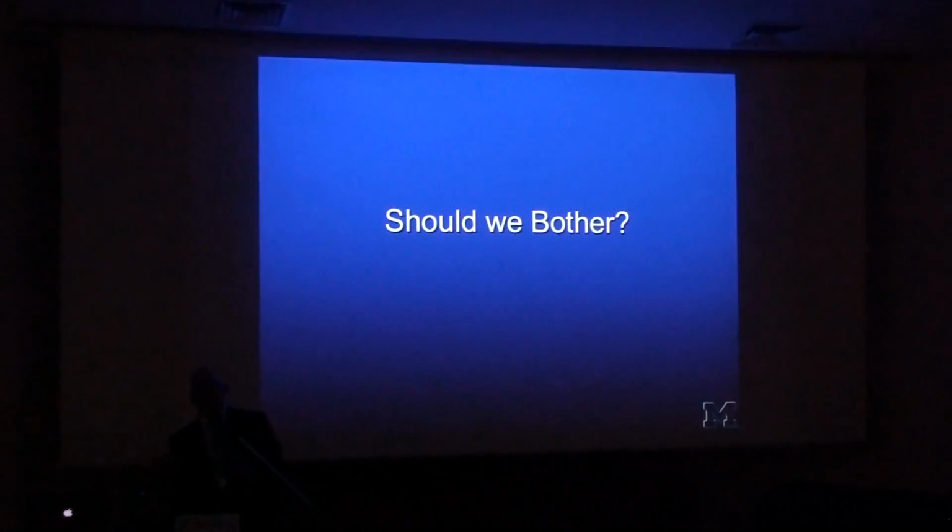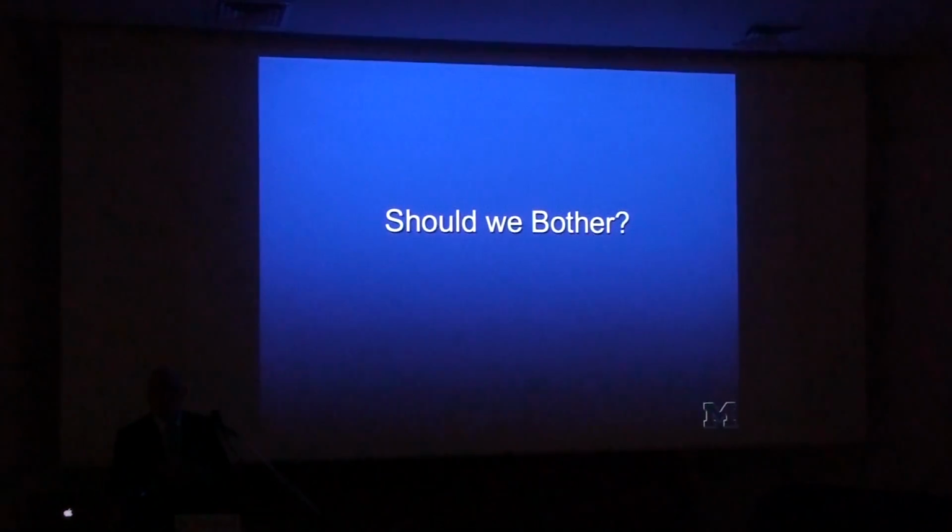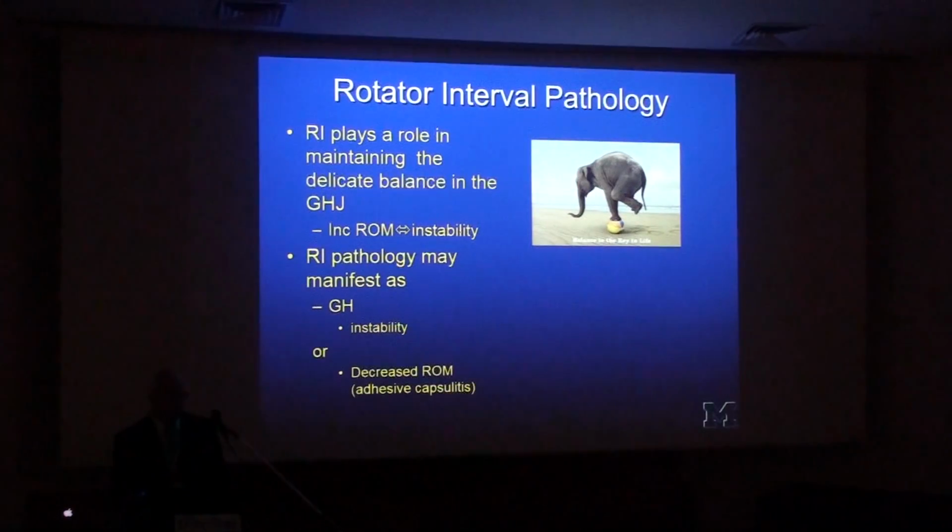Now, the question you're asking yourself probably is, why should we bother? Does it have any clinical importance, these two ligaments in the capsule? It's been shown that the rotator interval plays a role in maintaining that stability we have in the glenohumeral joint between the great range of motion and instability.